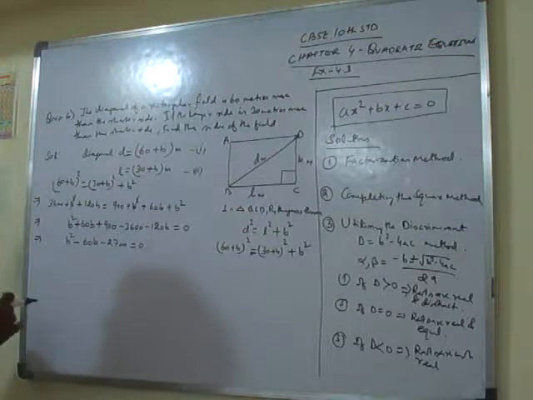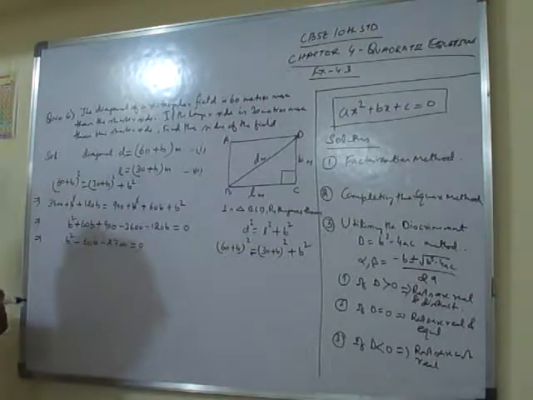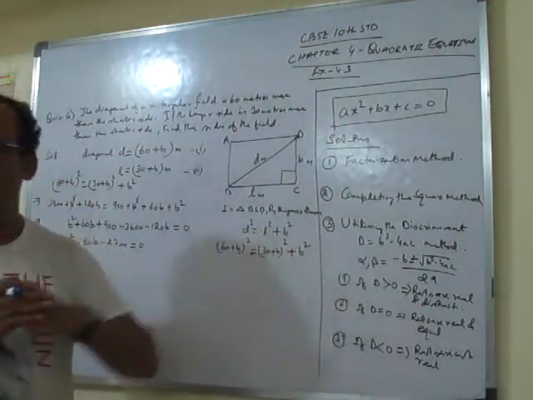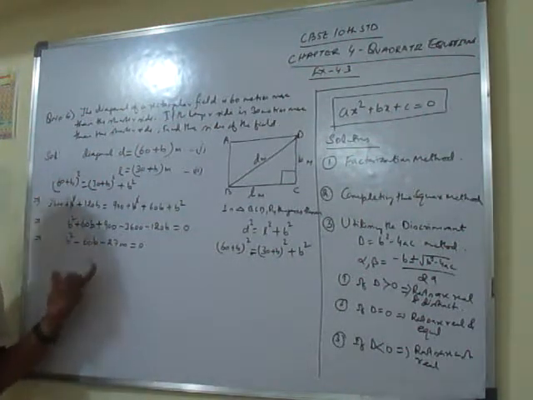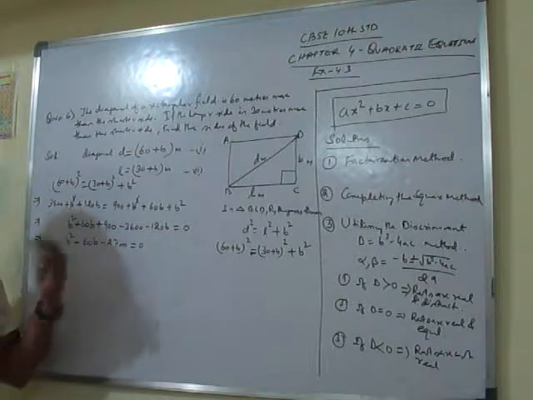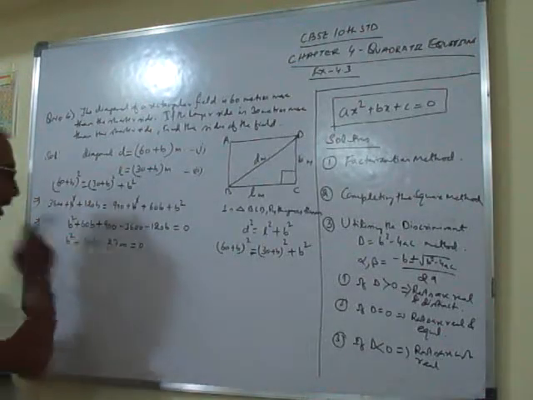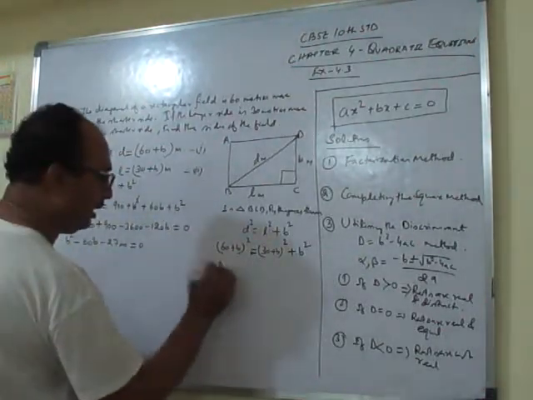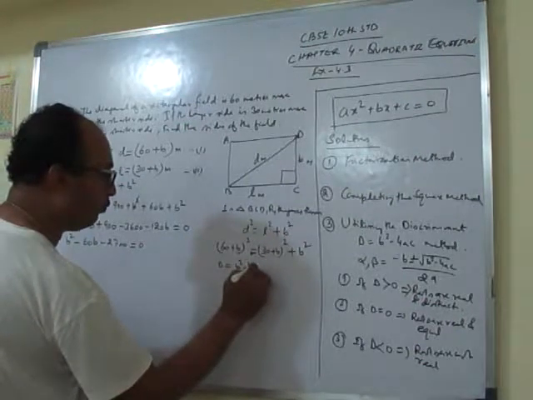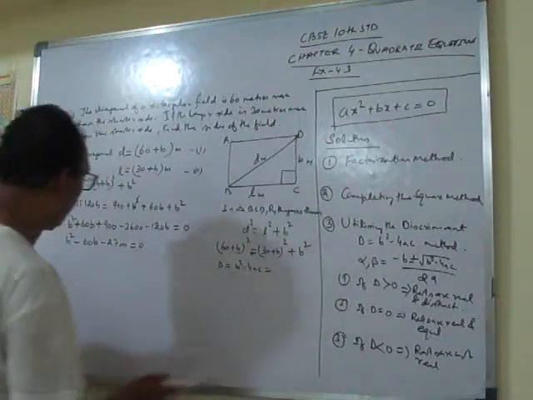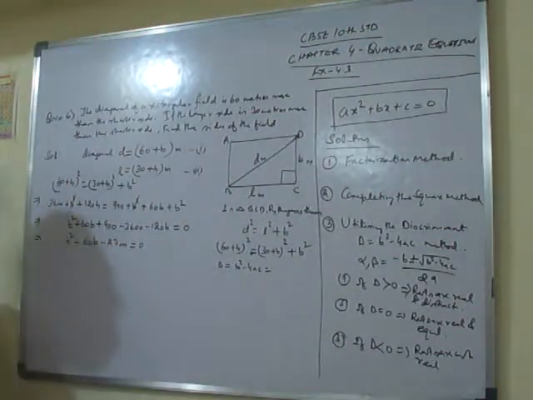Right. So now what can we do? We can solve by utilizing the formula directly. We can go for factorization also, but we can utilize the formula. So let us see. D is equal to b square minus 4ac. So b square is what? Minus 60 square.